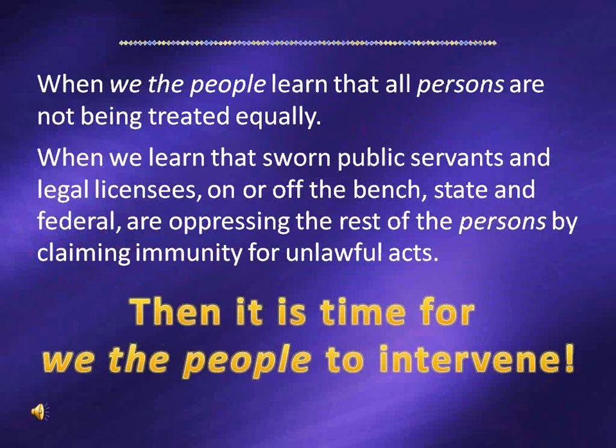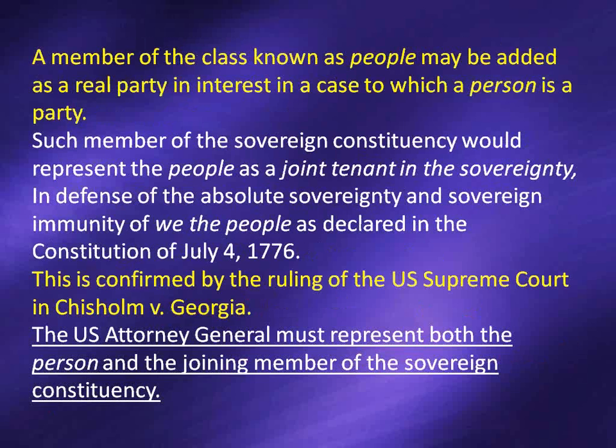When we the people learn that all persons are not being treated equally, when we learn that sworn public servants and legal licensees, on or off the bench, state and federal, are oppressing the rest of the persons by claiming immunity for unlawful acts, then it is time for we the people to intervene. A member of the class known as people may be added as a real party in interest in a case to which a person is a party. So this is a routine we can work with. We know that the Attorney General has to represent the people, so why not add a people to a case where there's a person and bring in that power?